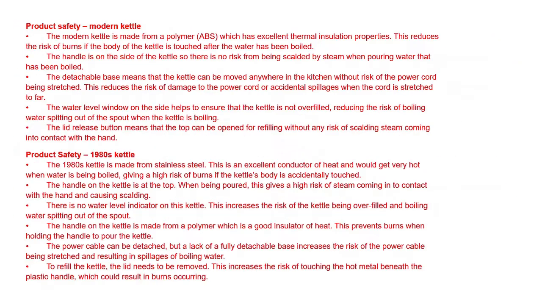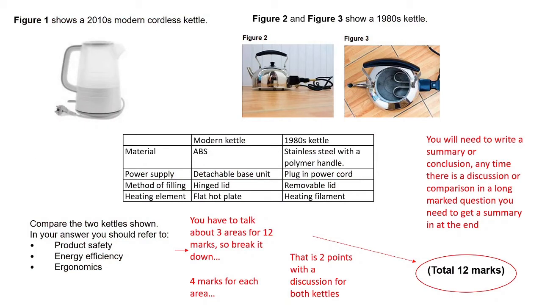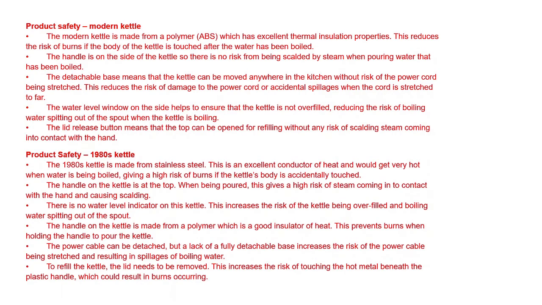So, 12 marks there, so we need three areas with 4 marks for each. So really, you could take any two of those points and do pros and cons together.